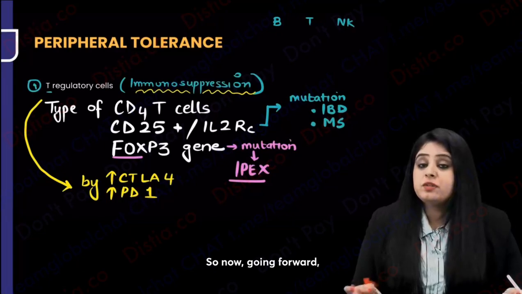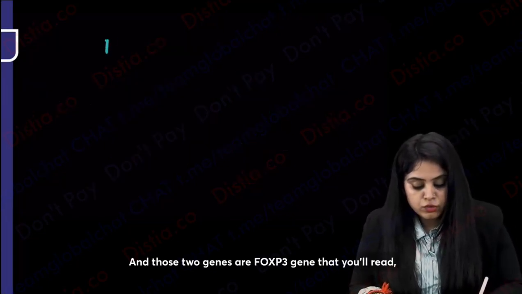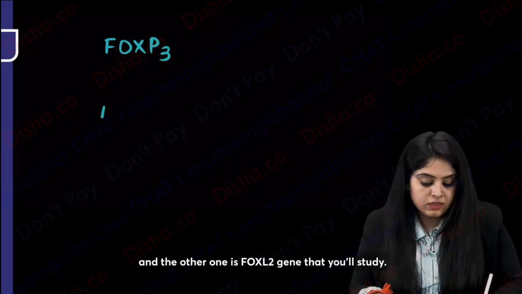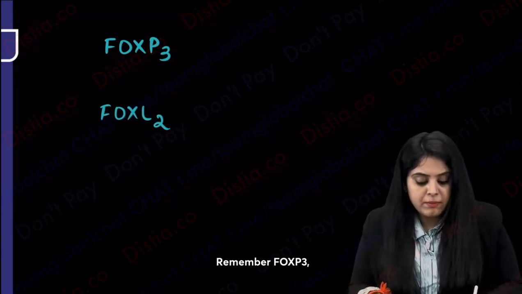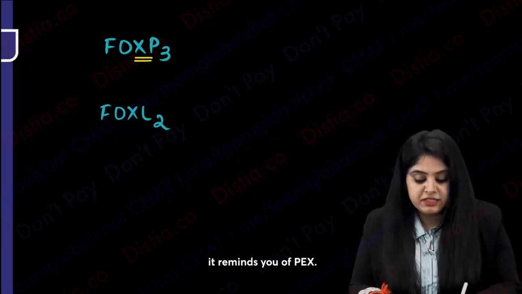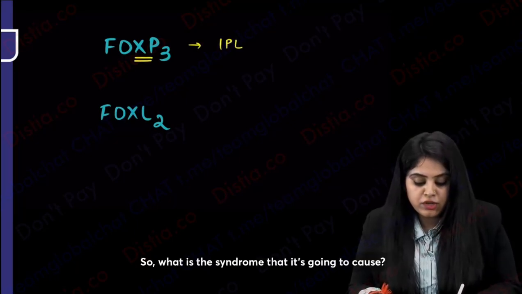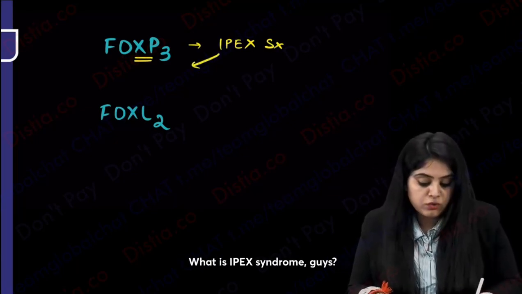So now going forward, we need to know the difference between two very important genes. Those two genes are the FOXP3 gene that you'll read, and the other one is the FOXL2 gene that you'll study. Very similar sounding, so we tend to get confused. Remember, FOXP3, the way you say FOX, it reminds you of PEX. So what is the syndrome that it's going to cause? It's going to cause IPEX syndrome that you were studying right now. What is IPEX syndrome, guys?